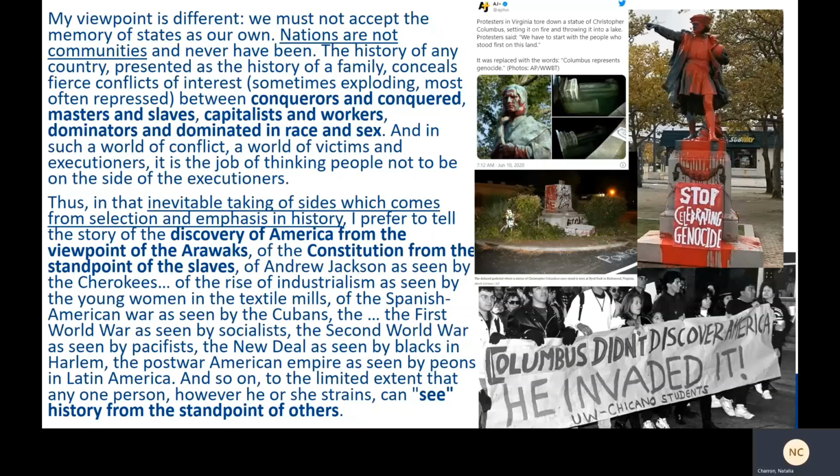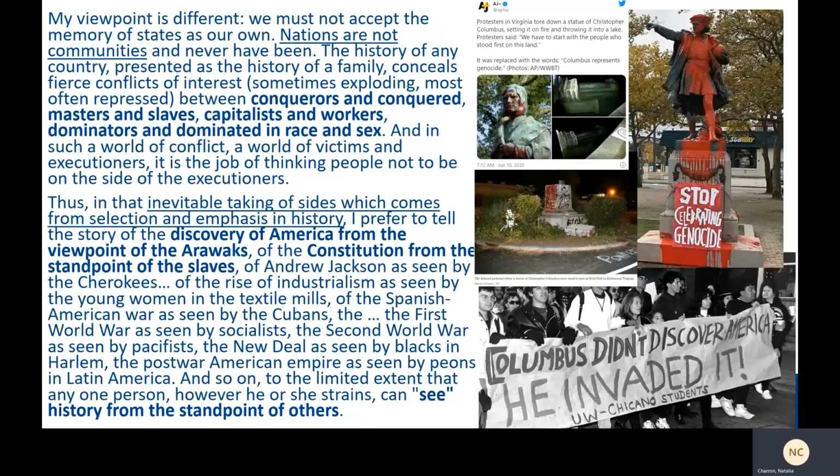Thus, in that inevitable taking of sides which comes from the selection and emphasis in history, I prefer to tell the story of the discovery of the Americas from the viewpoint of the Arawaks, to tell the story of the Constitution from the standpoint of the slaves, to tell the story of Andrew Jackson as seen by the Cherokee Indians, of the rise of industrialism as seen by the young men and women in the textile mills, of the Spanish-American War as seen by the Cubans, the First World War as seen by the socialists, the Second World War as seen by the pacifists, the New Deal as seen by blacks in Harlem, the post-war American Empire as seen by peons in Latin America, and so on, to the limited extent that any one person, however he or she strains, can see history from the standpoint of others.